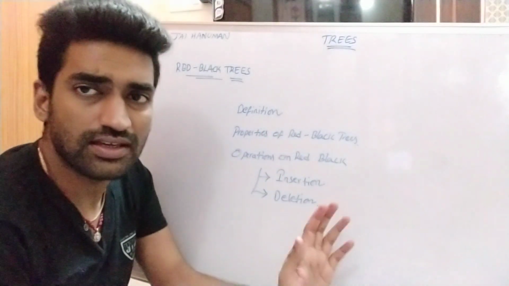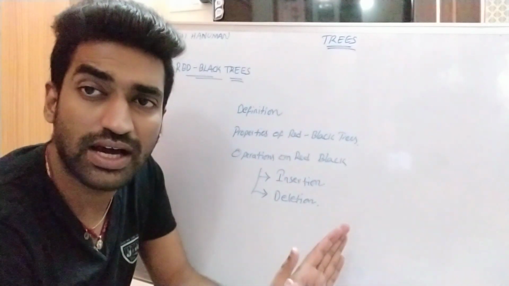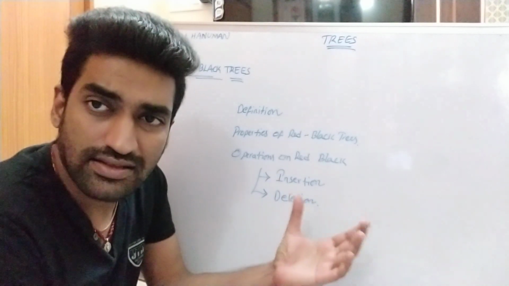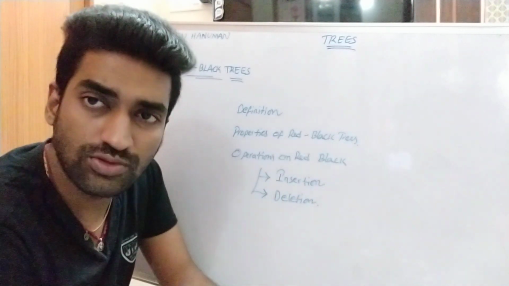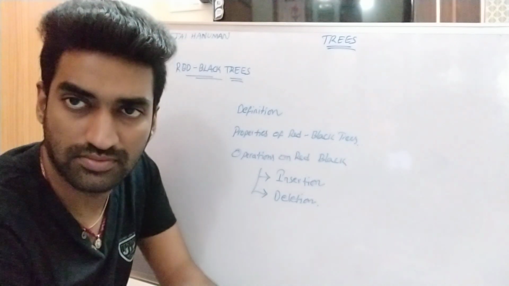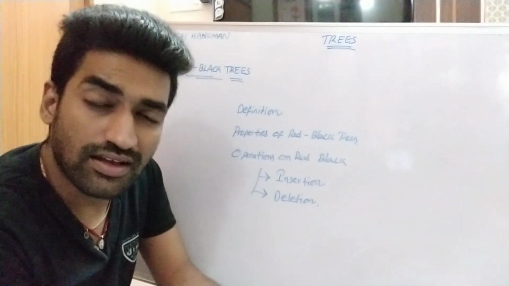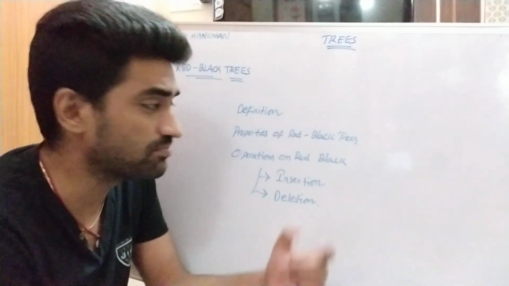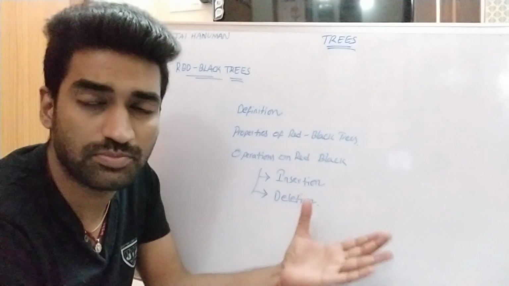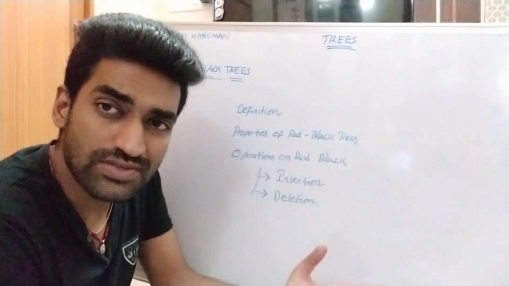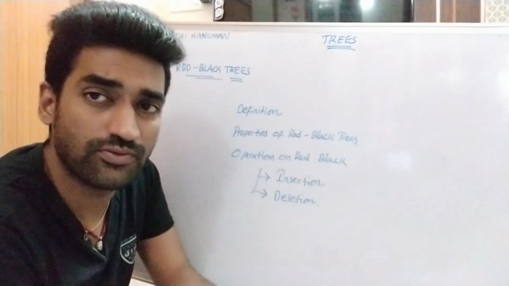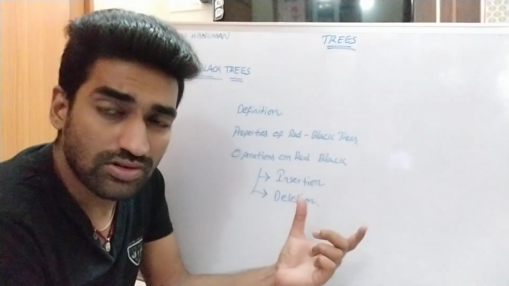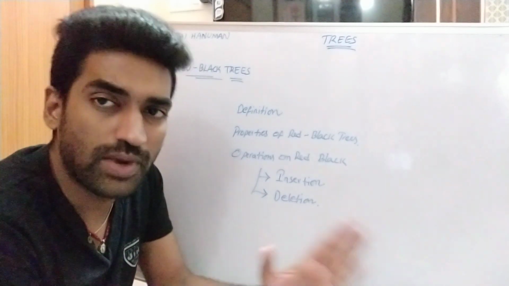A red-black tree is a self-balanced binary search tree with one extra attribute for each and every node, that is color. The color is either red or black for each and every node. So simply it follows the binary search tree properties, but it contains one extra attribute for each and every node, that is color, either red or black.